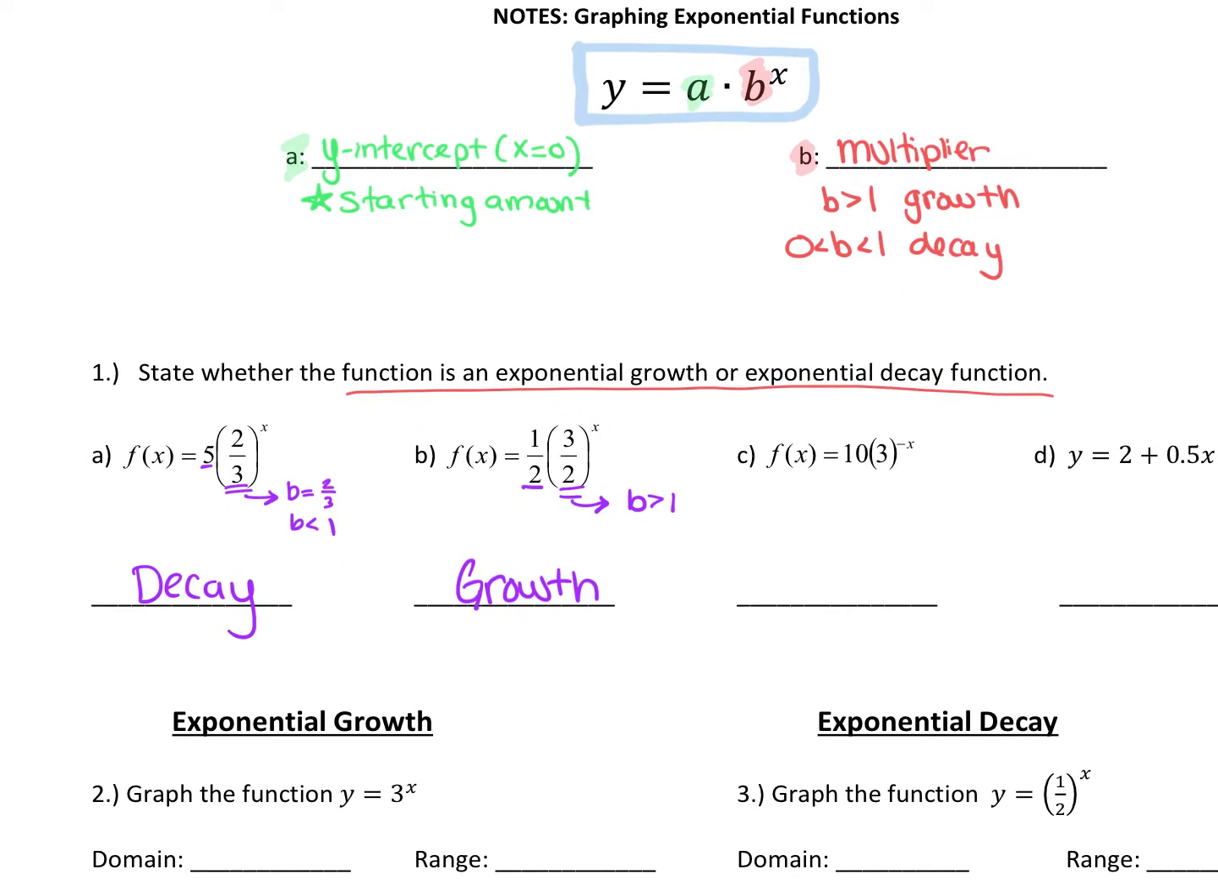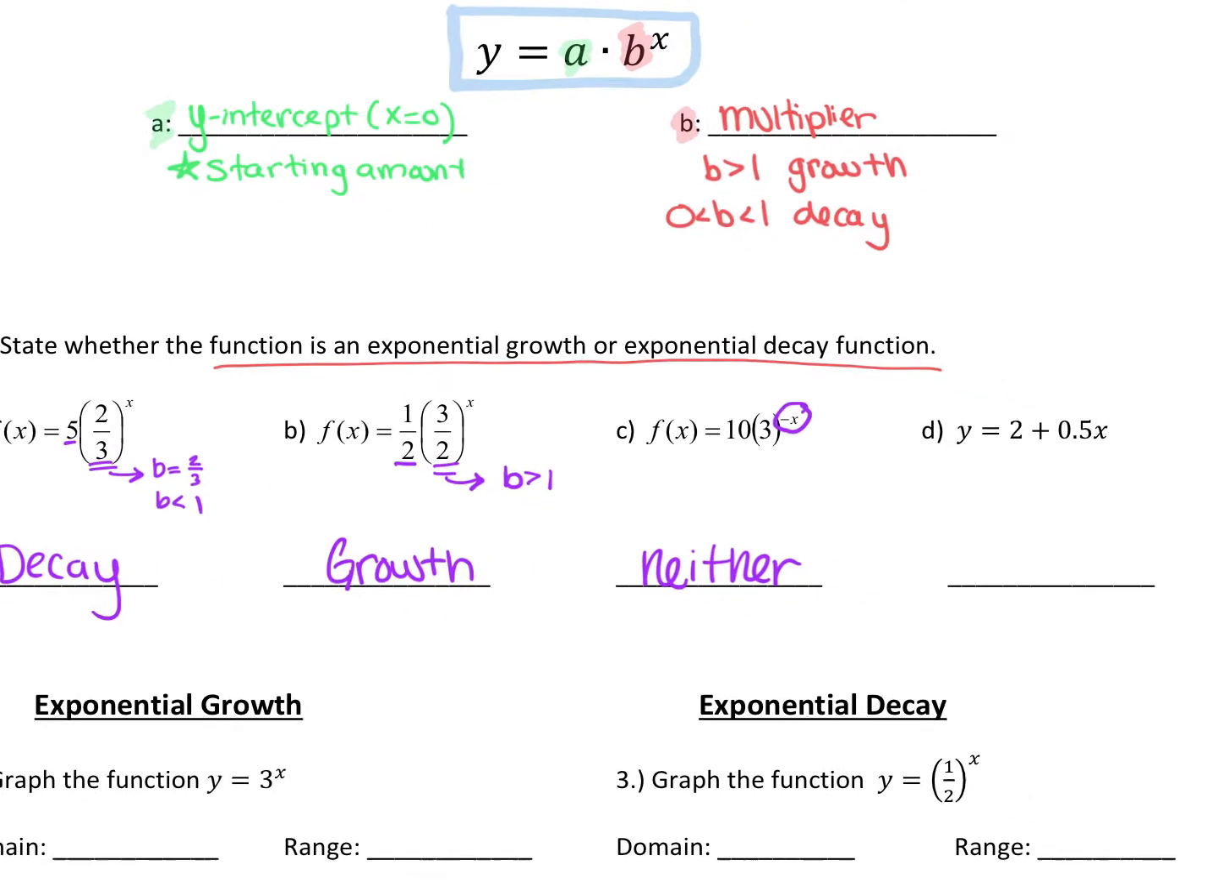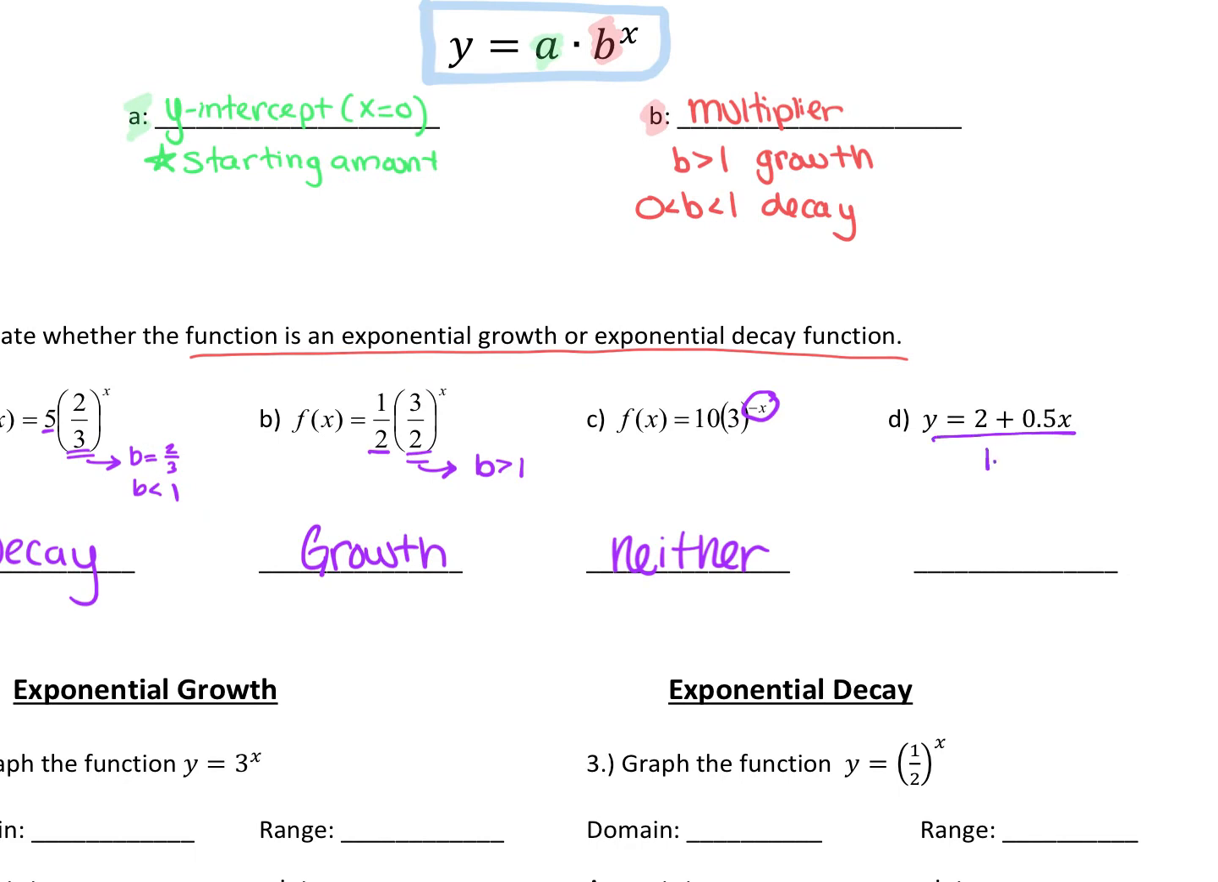In C, I have a negative x, which we don't want. So this is neither growth nor decay. And in D, this is a linear model. So that means it can't be exponential growth or decay because it's not exponential, it's linear. So this would also be neither.